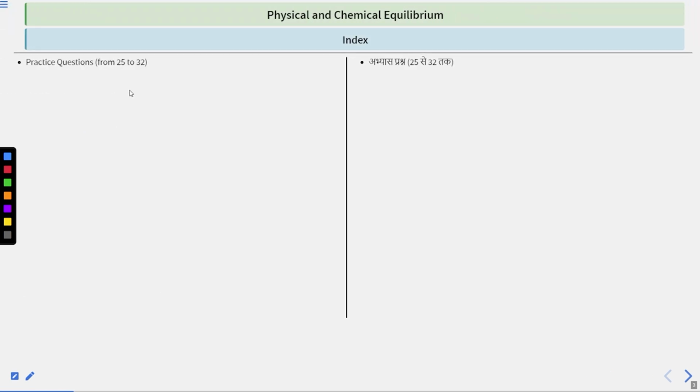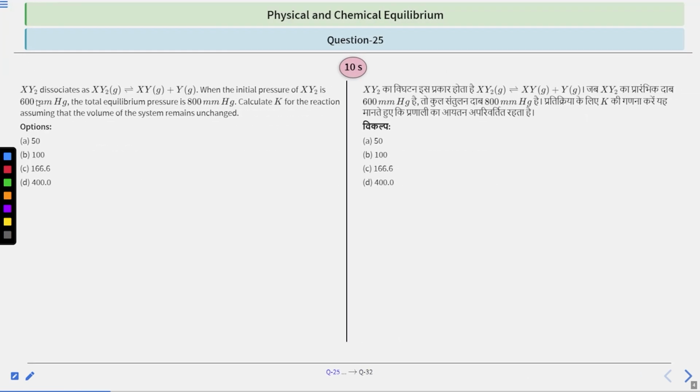This is our index slide. Today we will cover some practice questions from question number 25 to 32. Let's start with question number 25.